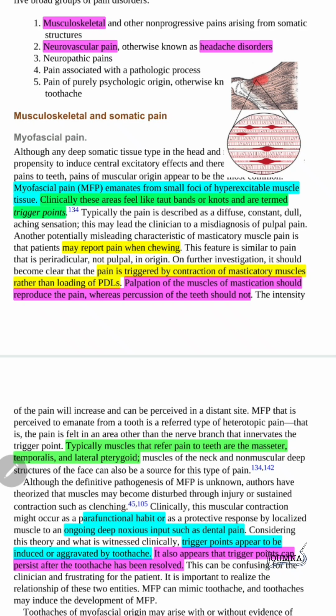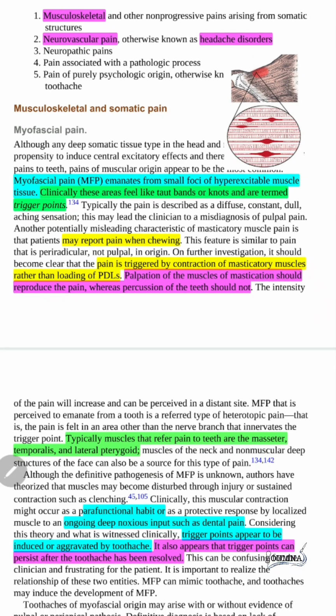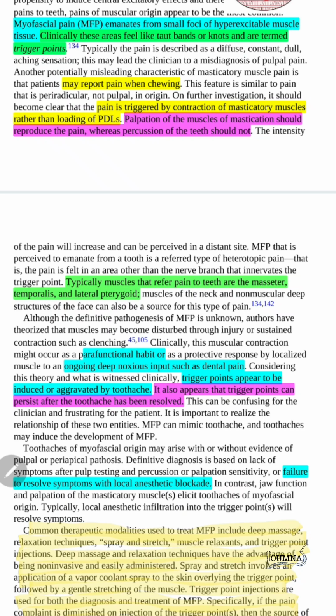When we palpate these muscles, they reproduce pain, but when we remove the palpation, the pain goes, which means that this pain is predictable, and this is not the case for the pain of the tooth, which can be spontaneous and does not have this periodic cycle of pain or trigger. The muscles that most commonly refer this pain are the masseter, the temporalis, and the lateral pterygoid.